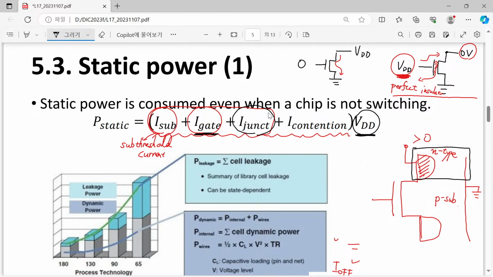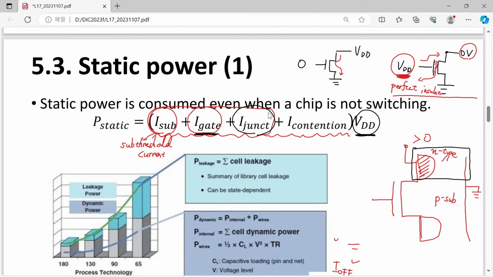Okay, so now you understand these three components are coming from the imperfection of our transistors. If we could make our transistor perfectly good, then there would be no such current conduction mechanisms. However, unfortunately, we are not perfect, so we have to understand there may be a certain amount of leakage current.